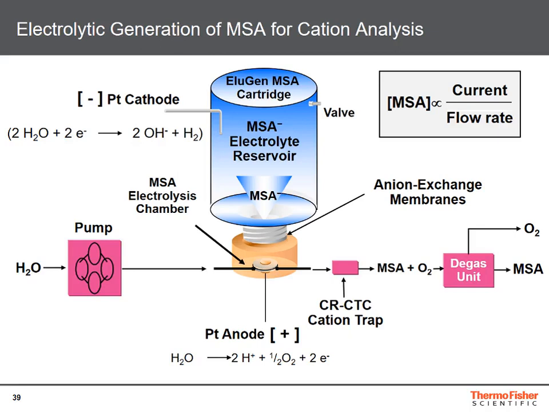Also, we see the formation of a little bit of gas. In this case, it's oxygen, which is removed using a high pressure degas unit in a really analogous way. We have the same two scenarios regarding the applied current. It can be held constant for isocratic operation, or it can be programmed over time whenever I want to apply a concentration gradient based on methane sulfonic acid.